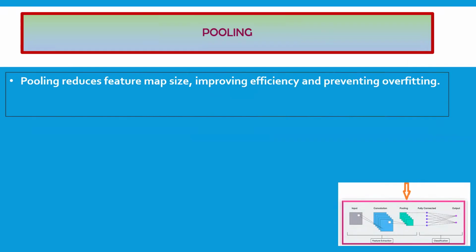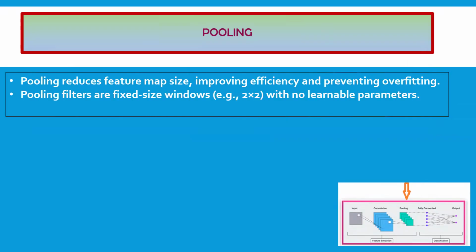So what exactly is the pooling filter? Unlike the convolution filter that has learnable weights and performs computation, a pooling filter is a simple fixed size window with an empty matrix that slides over the feature map. It doesn't perform any computation. Instead, it summarizes the values within the window in a specific way.